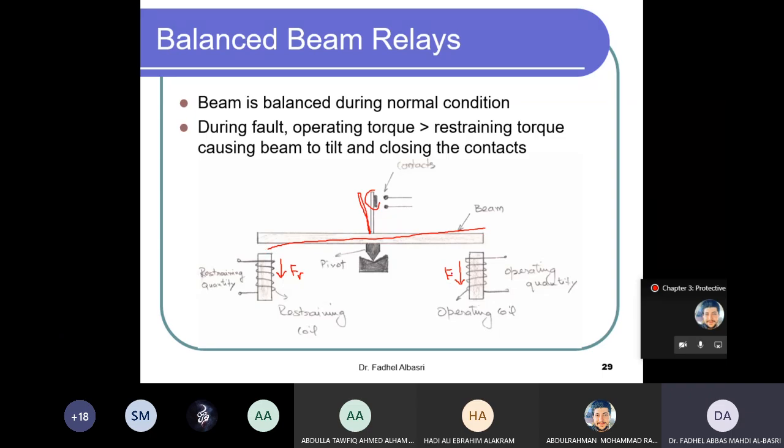While if this force is larger than this, it will make the beam move in this direction. So this will become closed. So we can say this is an operating force. Okay. And we can call this the operating coil, and we can call this the restraining coil.